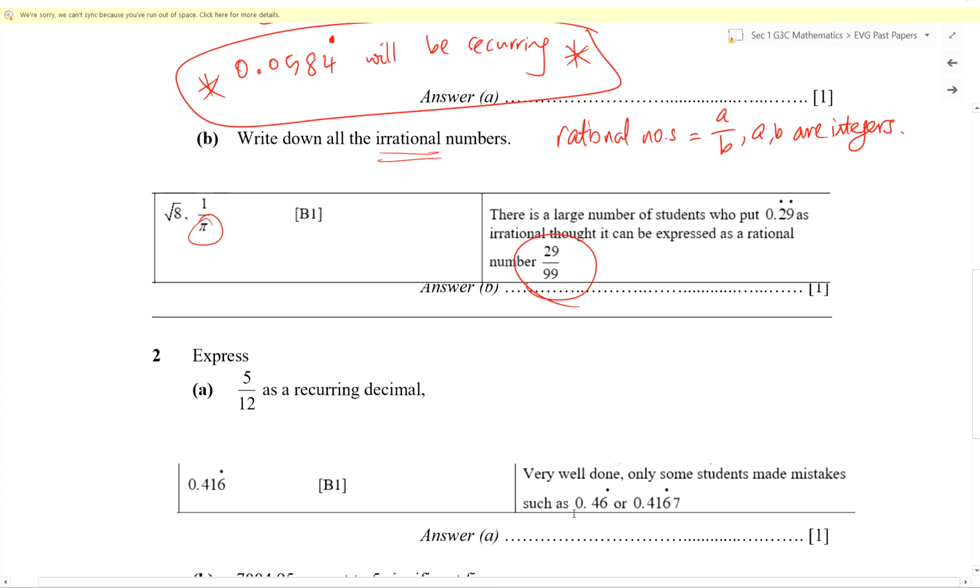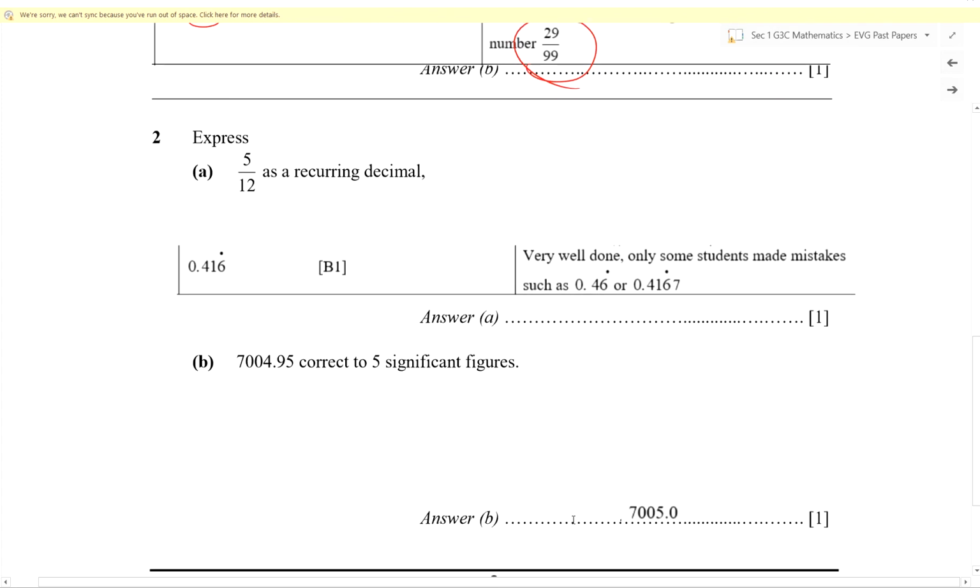So again, 1 mark. Next, 5 over 12 as a recurring decimal, 0.416 with a dot on top of the 6. Okay, sometimes when you key it into your calculator, you may see 0.4166666, many 6, then there's a 7 at the end. Does your calculator do that, with a 7 at the end? It is actually rounding off for you. You are supposed to recognize that it's not supposed to be a 7. It is supposed to be a 6 all the way, which means that we write it like this.